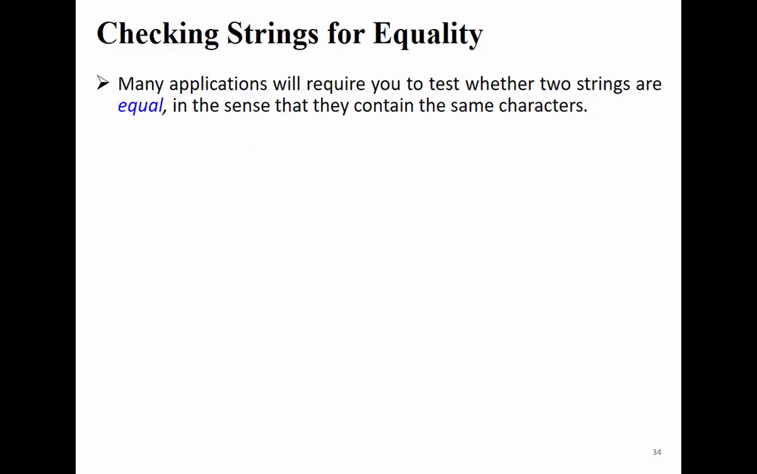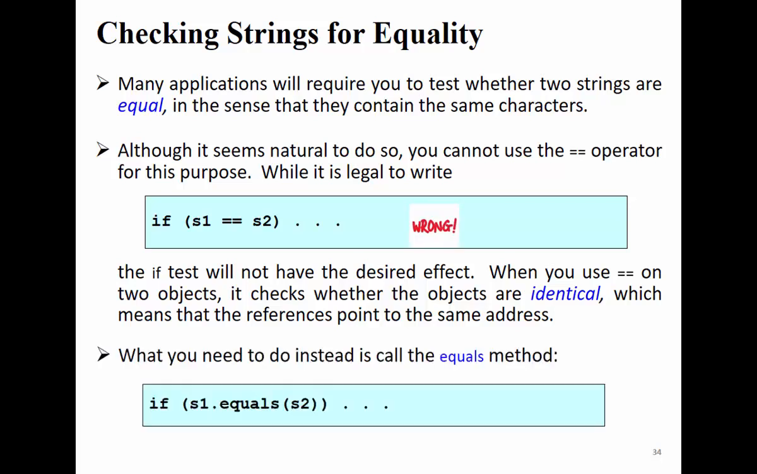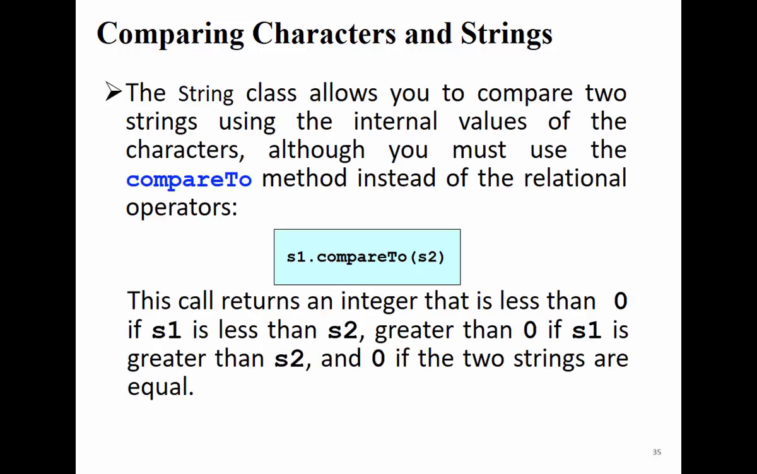How do you check if strings are equal? You cannot say s1 == s2. This is wrong. You have to use dot equals to make sure that these two strings are equal, because a string is an object. You cannot just compare the way you compare characters, so you have to rely on compareTo. If you want to compare two strings, s1.compareTo(s2) will return 0 if these two strings are equal, less than 0 if s1 is less than s2, and greater than 0 if s1 is greater than s2.